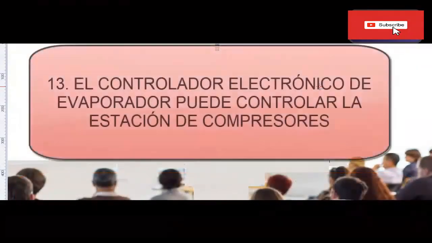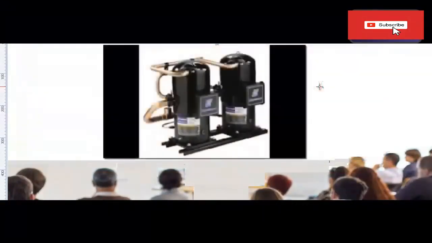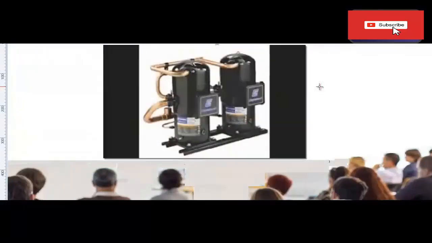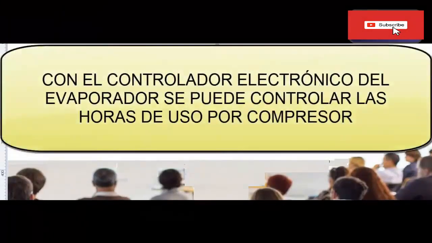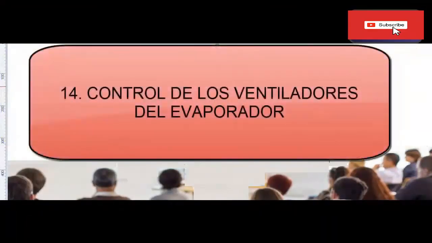13. An electronic evaporator controller can allow the management of a compressor station. For example, if one compressor cannot keep the temperature within the differential, the second compressor will also start. Also, if one of the compressors has been running alone, for example for 2 hours, the compressors will alternate so that the running time is balanced. 14. To save energy, an electronic evaporator controller can pulse control the power supply to the evaporator fans.